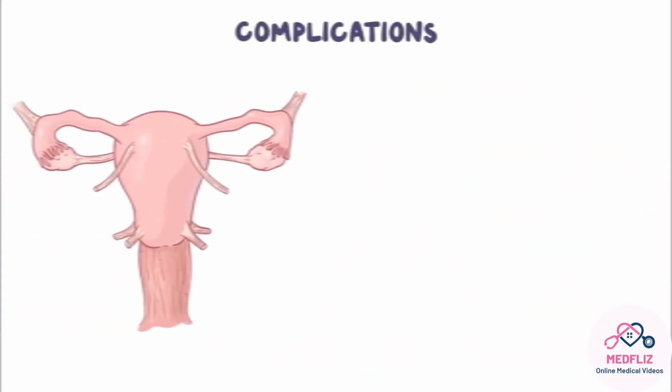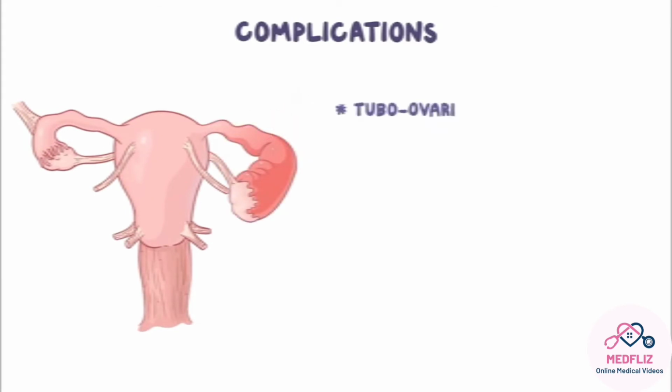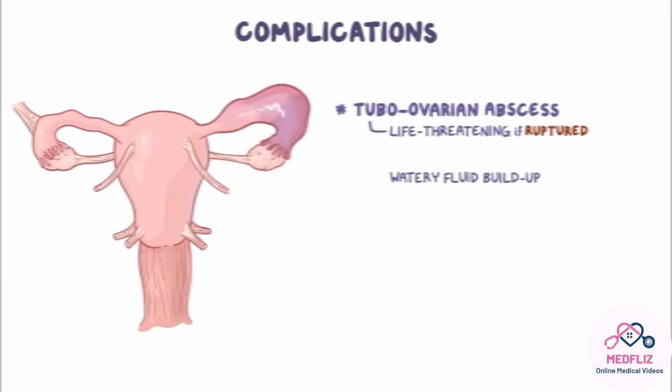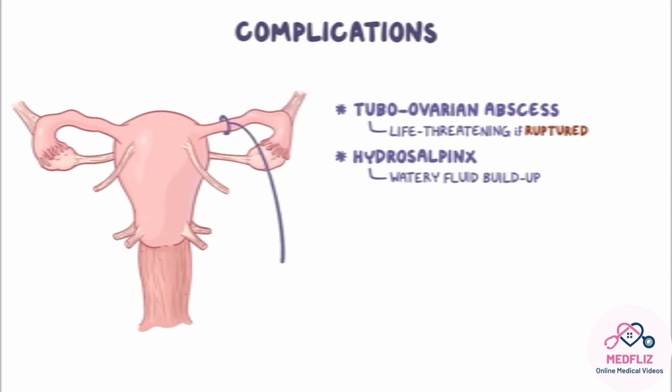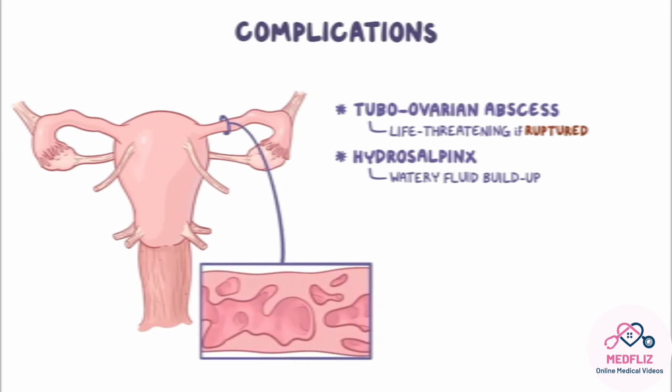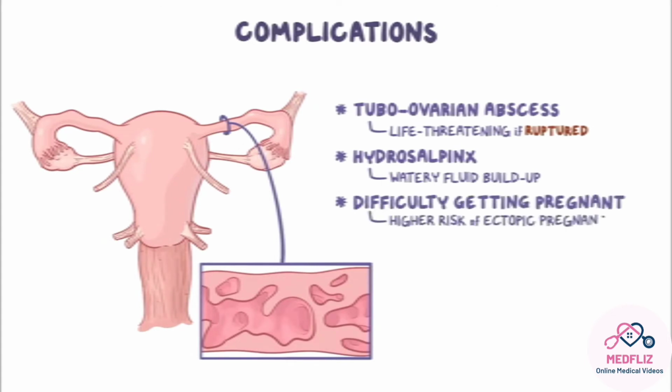Scarring can lead to a number of complications related to PID. If pus fills the ovary and the tube, that turns into a tubo-ovarian abscess, which is a life-threatening condition if it ruptures. If watery fluid builds up in the pocket created by the scar tissue, it can cause hydrosalpinx, which can cause affected areas to be swollen. In general, because of the structural damage it creates in the fallopian tube, individuals who have PID tend to have more difficulty getting pregnant and have a higher risk of ectopic pregnancies and chronic pelvic pain.